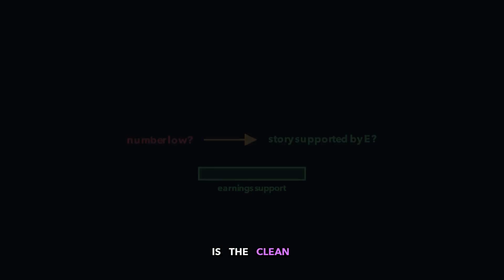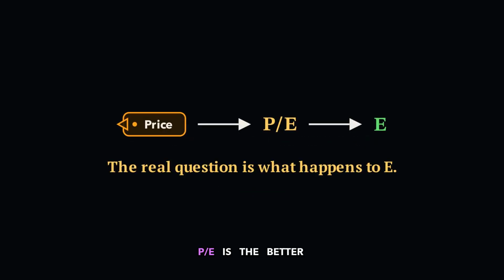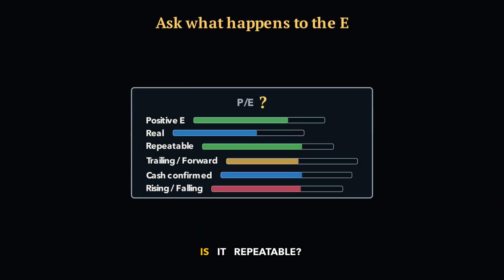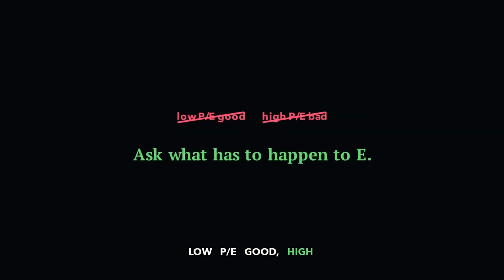Here is the clean ending. Price alone is the wrong question. PE is the better first question. But the real question is what happens to the E. Is the E positive? Is it real? Is it repeatable? Is it trailing or forward? Is it turning into cash? Is it rising or falling? The rule is not low PE good, high PE bad. The rule is ask what has to happen to the E.